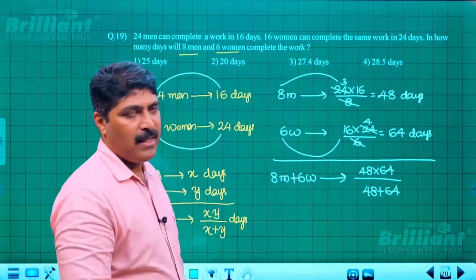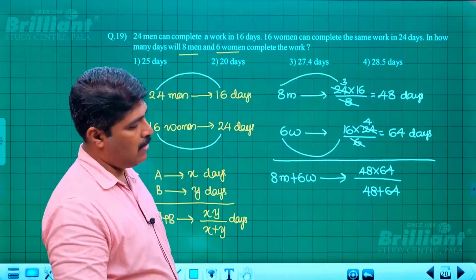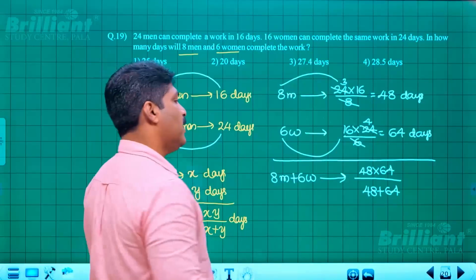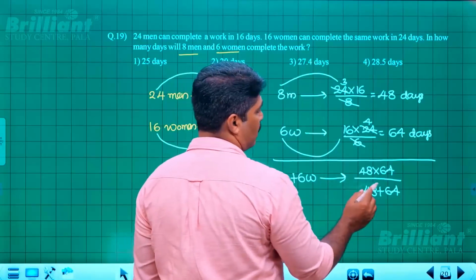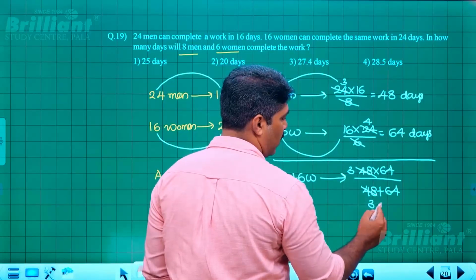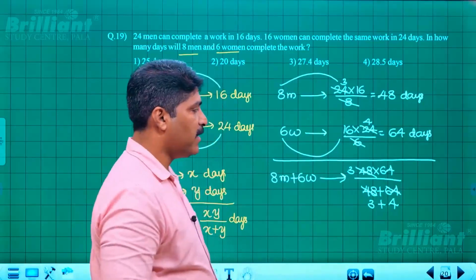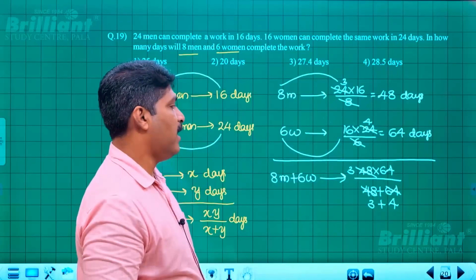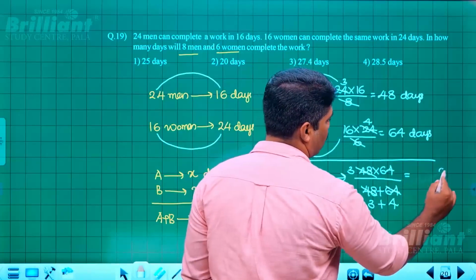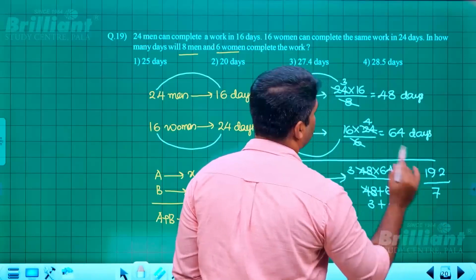Got it. Then how to simplify it? Here either we add it, or we know that all these values are multiples of 16. So I simplify it like this. This is 16 into 3, plus 16 into 4. So the simplification should be like this. Then after that, we get 3 into 64. That is 3 into 4 equals 12, and 1 is there. This is 192 by 7.